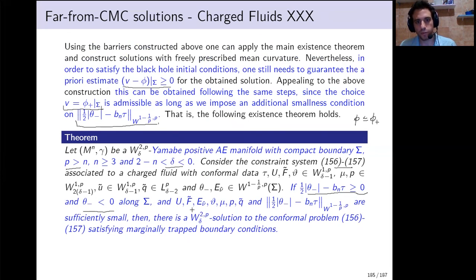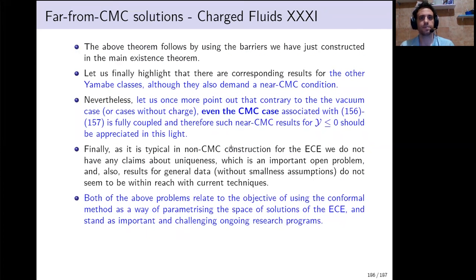And then we have to impose smallness conditions on all these parameters. So in part of the fluid parameters, in part of the boundary conditions, on the magnetic parts, on our TT tensor, and on this difference between the theta minus and tau along the boundary. If they are sufficiently small, then we have a solution to the conformal problem that is obtained using these barriers and then applying the main existence theorem. So we can construct far from CMC solutions for a charged fluid on asymptotically Euclidean manifolds with marginally trapped boundary conditions.